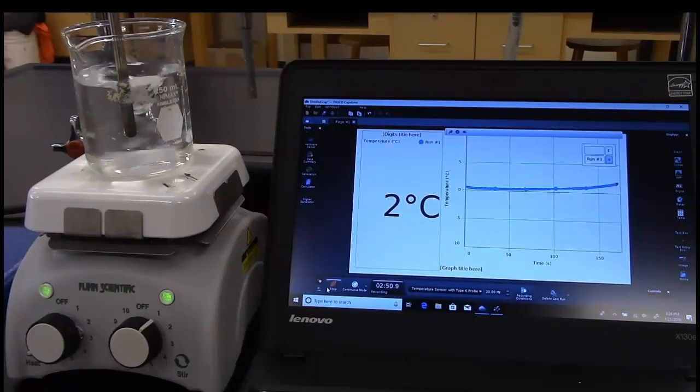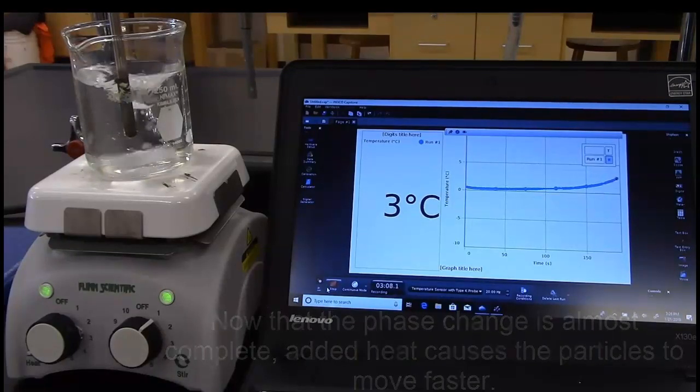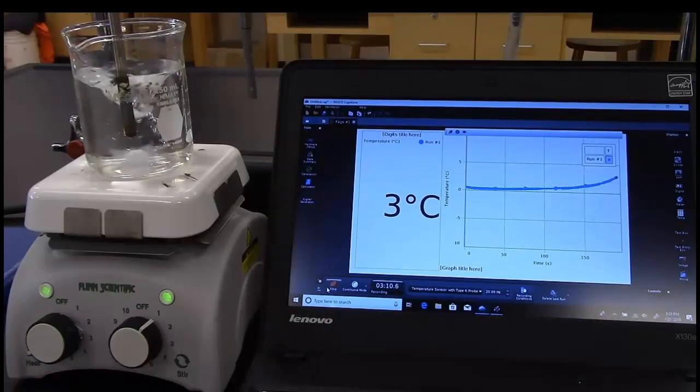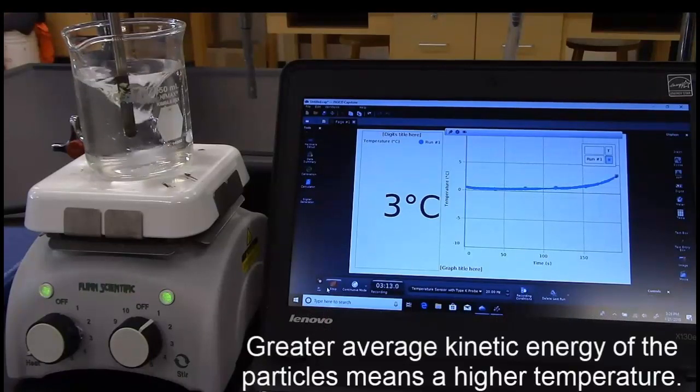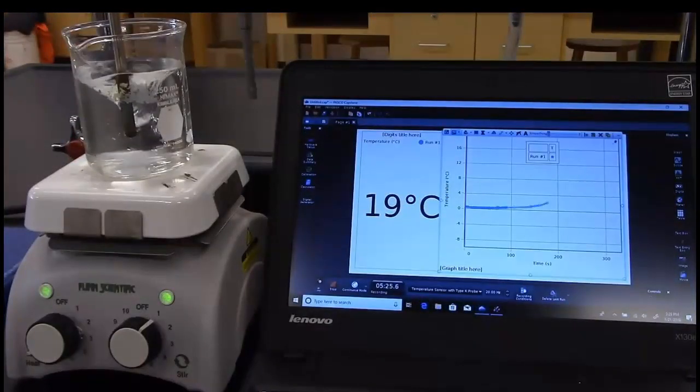Okay, so most of it's gone here. Our temperature's crept up to 2. There's still a few little hanging-on pieces of ice in there. But once all the ice is gone, you're going to see our temperature start going up more. And you can see on the graph there, it's going up. So because the particles have gotten some heat energy, they're bouncing around faster. And the temperature is a measure of how much bouncing around they're doing.